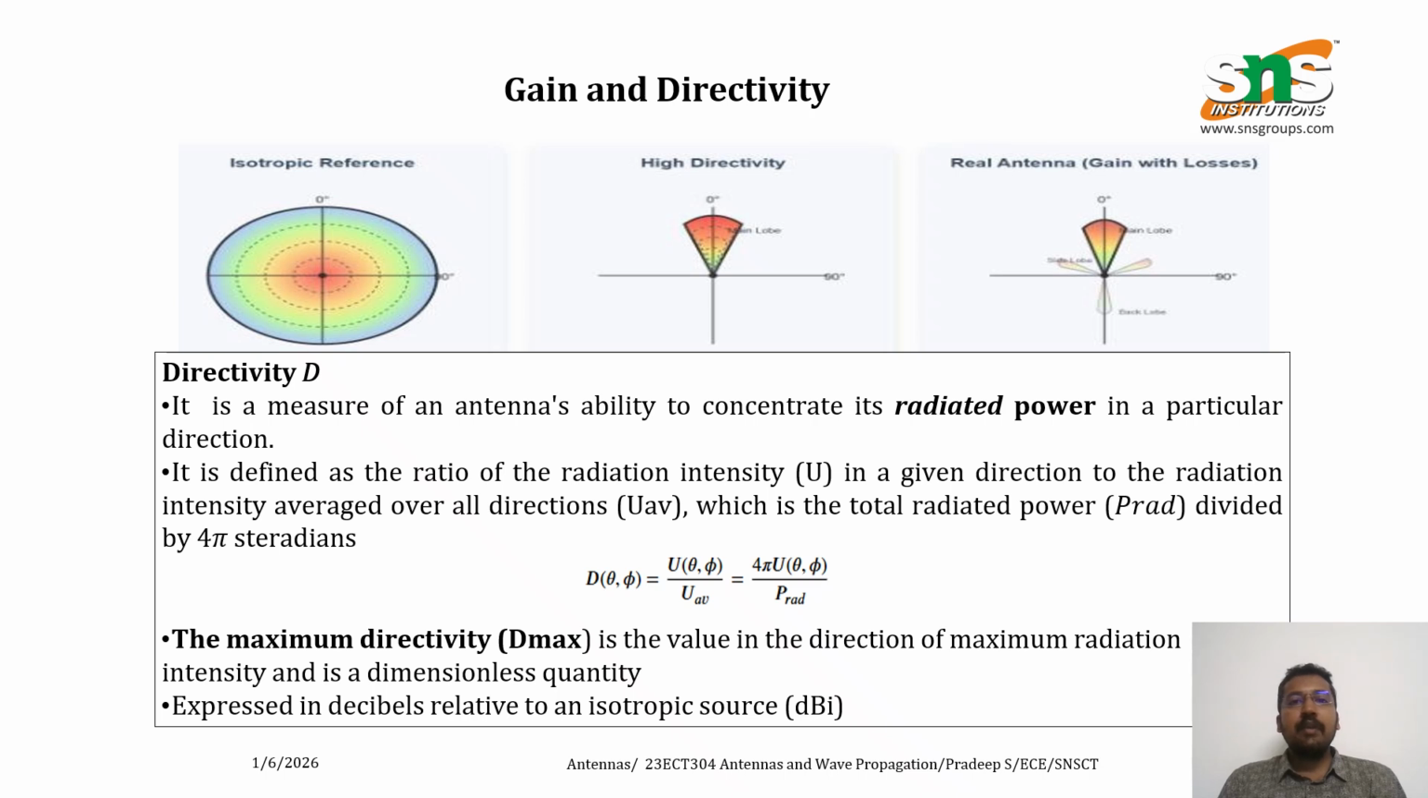Next one is directivity. Directivity is a figure of merit that describes how well the antenna focuses energy in a specific direction. An isotropic radiator, which radiates equally in all directions, is used as the standard reference for directivity. The directivity calculation formula is given in this slide.